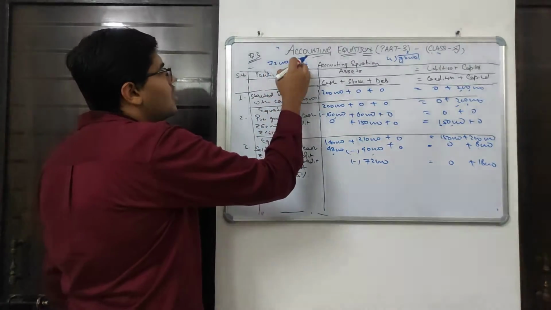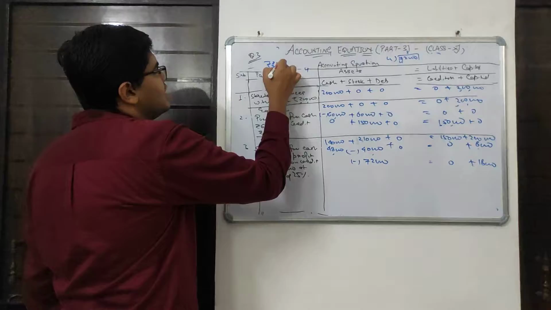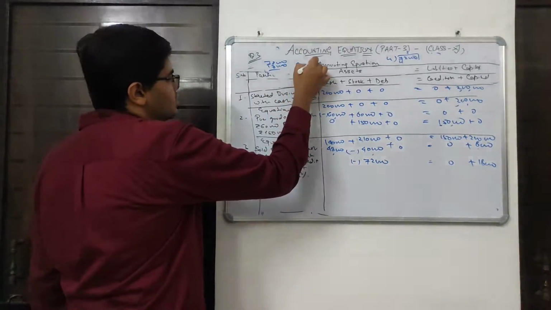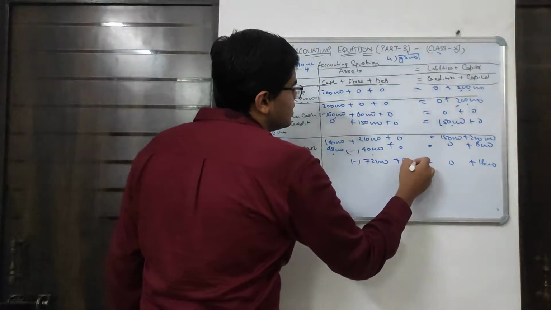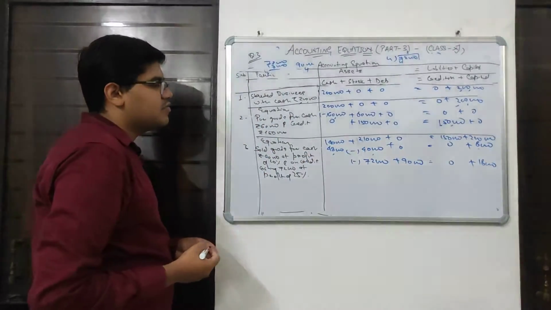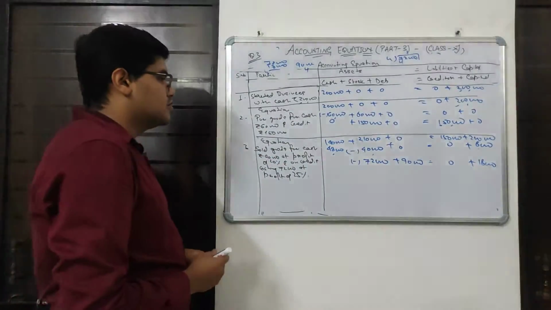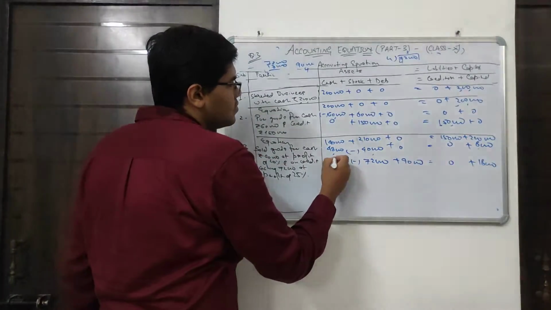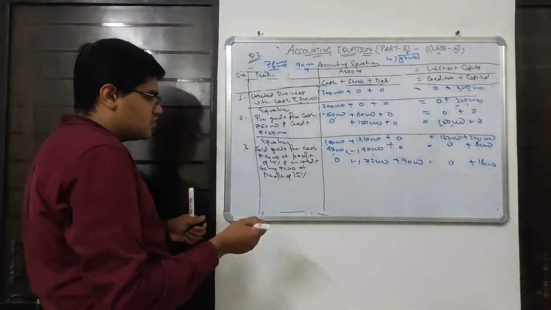Now 72,000 plus 18,000, 90,000 will be added to debtor, since we are selling the goods on credit and the person to whom we are selling on credit is our debtor. So no change in cash. Now let us see whether our equation is balanced or not.